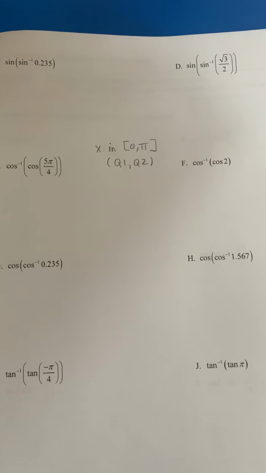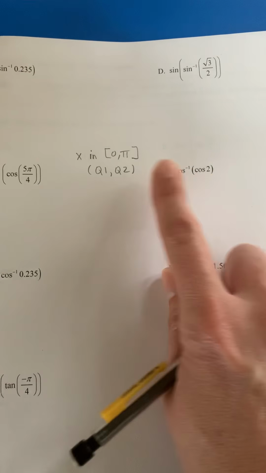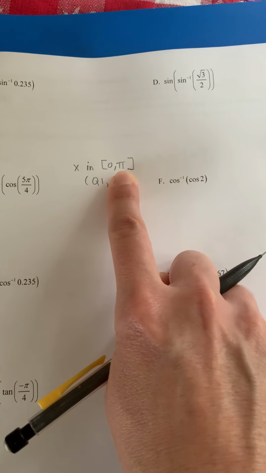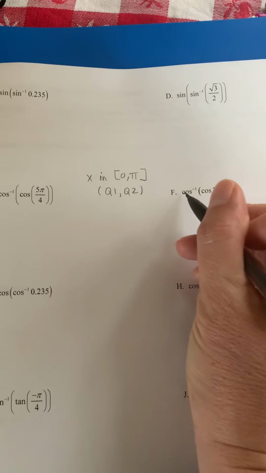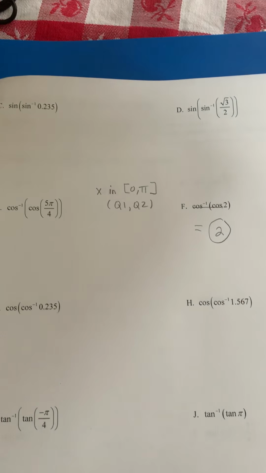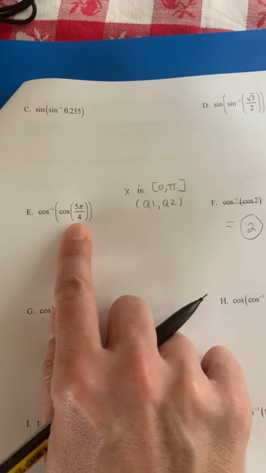Okay, so in F, we're definitely ready to go because 2 is definitely a number between 0 and pi. Remember, pi is a little bit over 3.14. So 2's in there, so we can go ahead and cancel and be done with this one. The answer is 2.